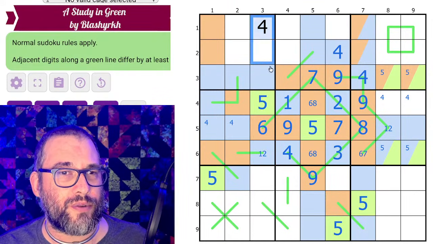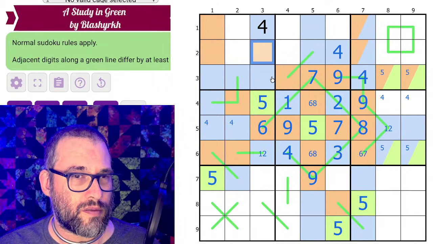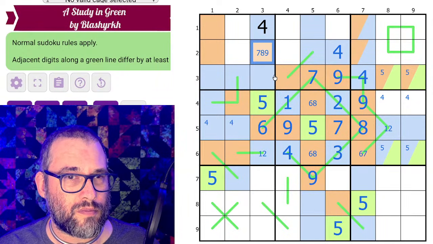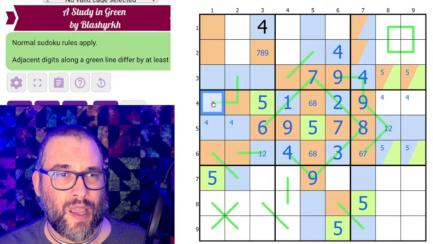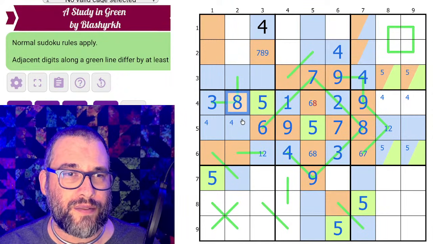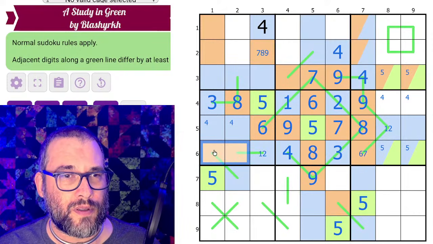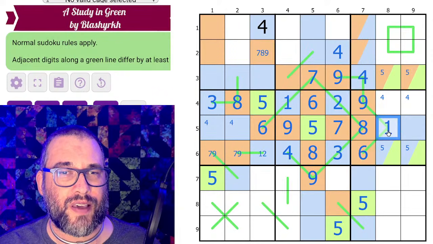This sees all lows and 5, so it's high. This sees 1, 2, and 4, so it just is 3. That's going to have to go next to an 8. Gives us 6 and 8 there. This is a 7, 9 pair. Therefore, that's 6, that's 1.